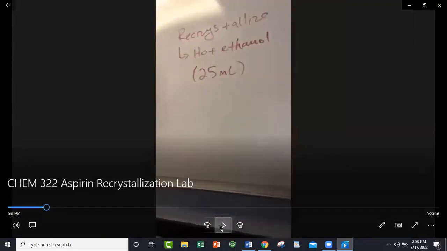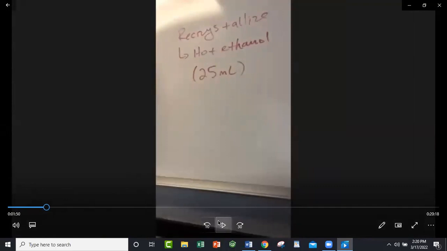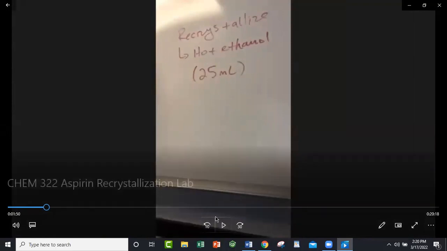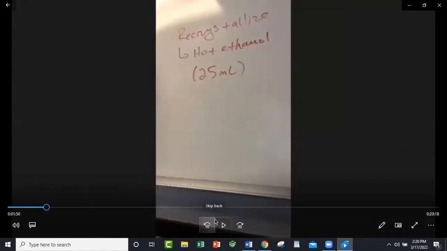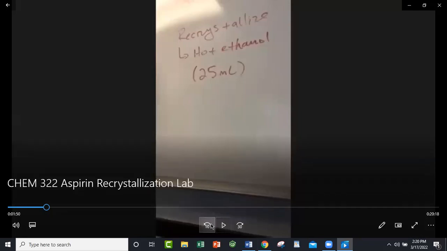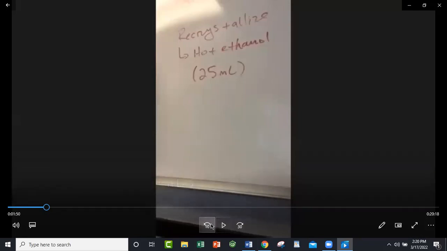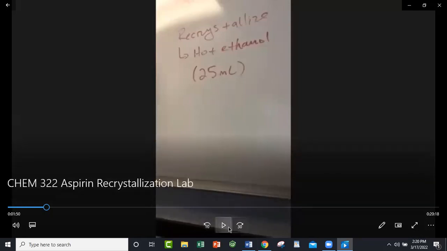So when we normally do this aspirin lab, we normally get about 7 to 8 grams of crude aspirin after the synthesis. The maximum amount of ethanol that you want to use for a sample that size is about 25 mils, but we rarely have to use 25. Normally, it's somewhere between 15 and 18 milliliters of ethanol. So 25 is the max. Anything more than that for a sample that size is going to have that sample super saturated.